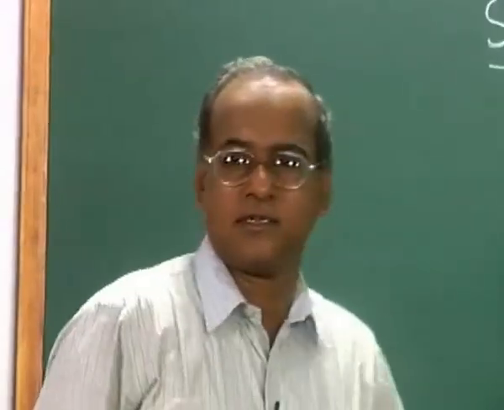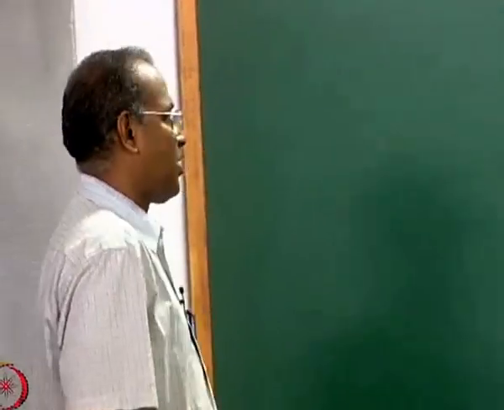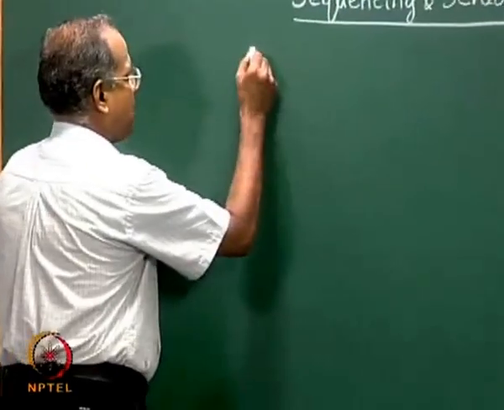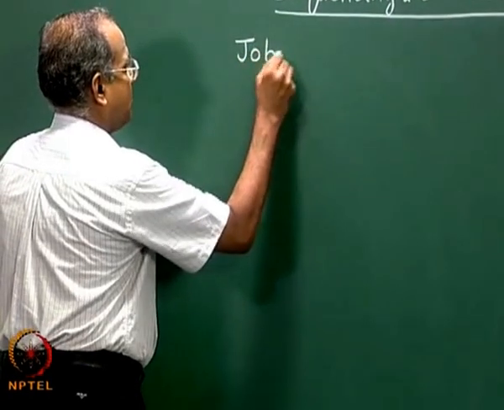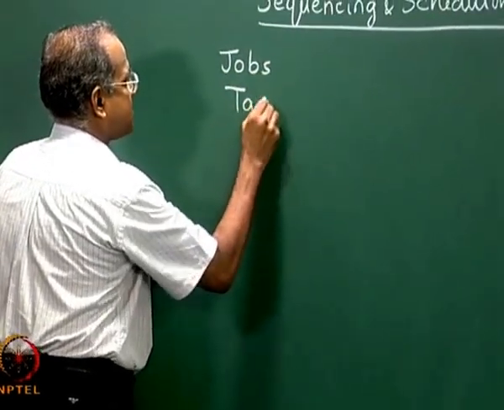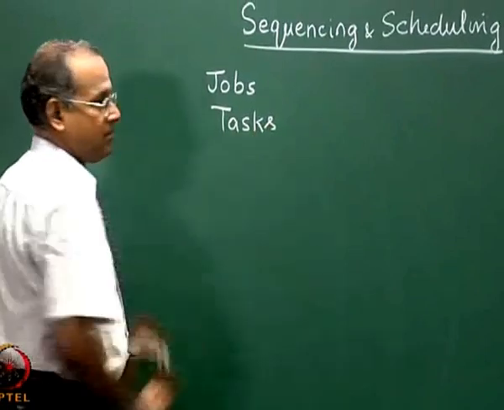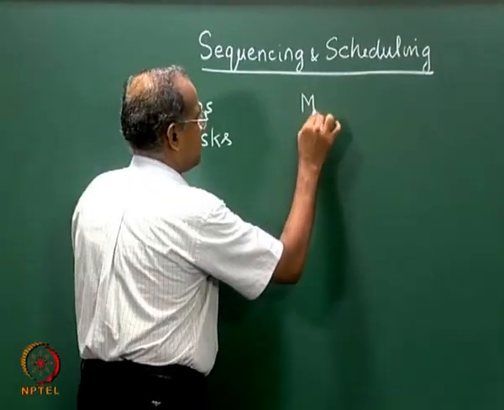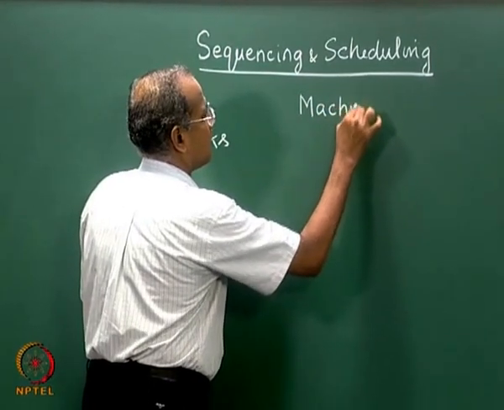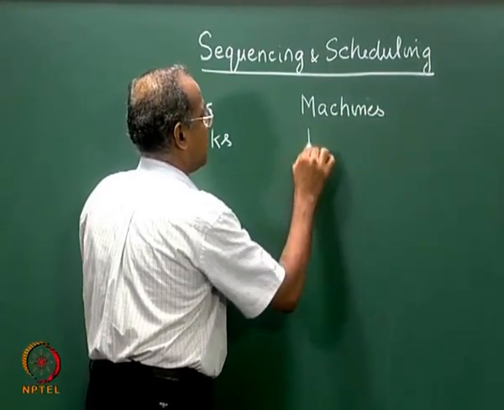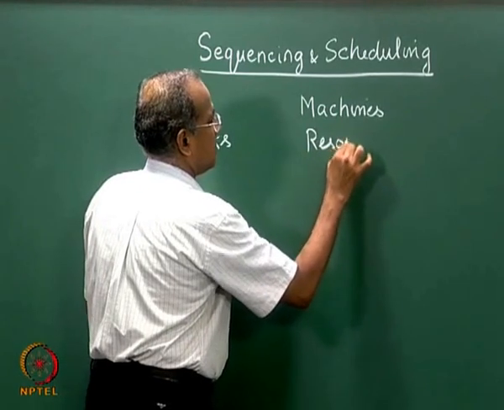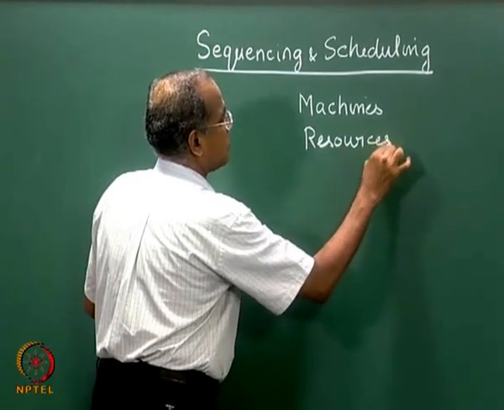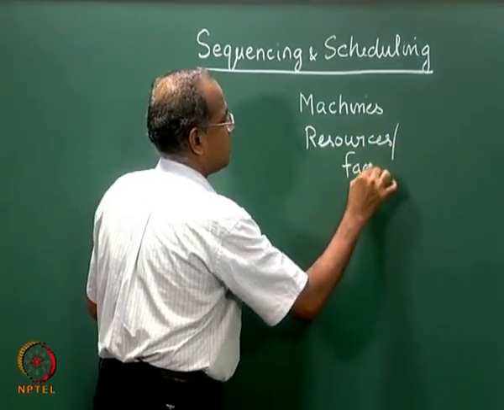In this lecture we consider the sequencing and scheduling problem. The sequencing and scheduling problem talks about a set of jobs or a set of tasks that have to be performed on given machines or a given set of resources or facilities.